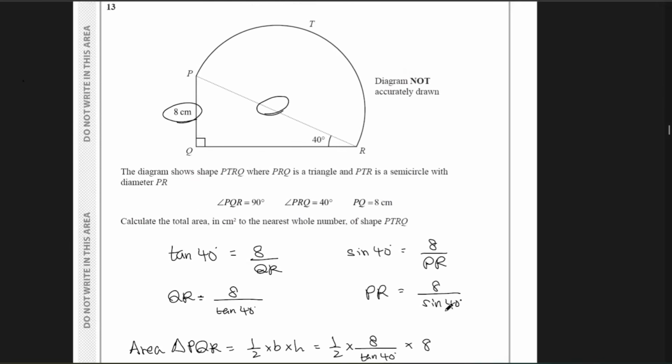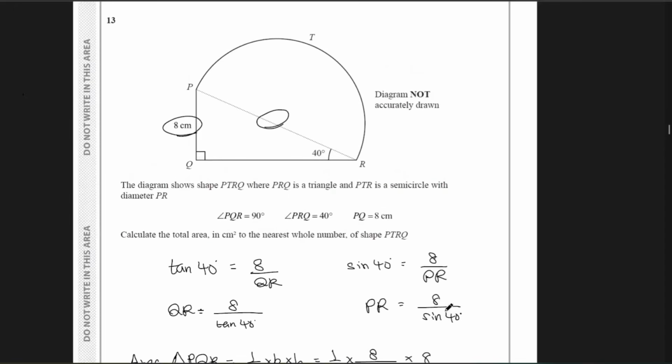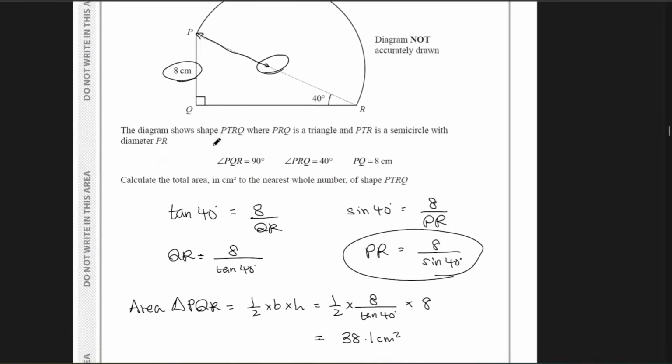Now we need to calculate the area of the semicircle PTR. The length PR is the diameter of the semicircle, so half of PR will be the radius. If we know the radius, we can calculate the area of a circle and we can divide it by 2.